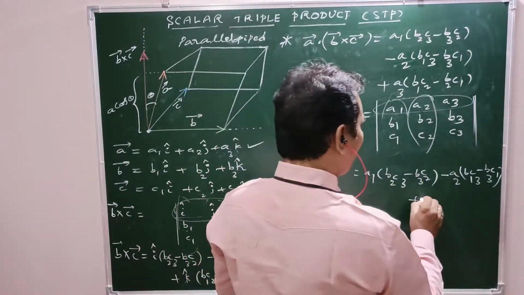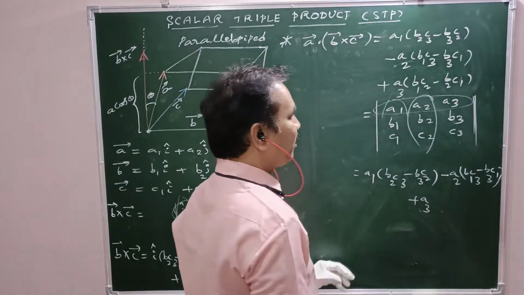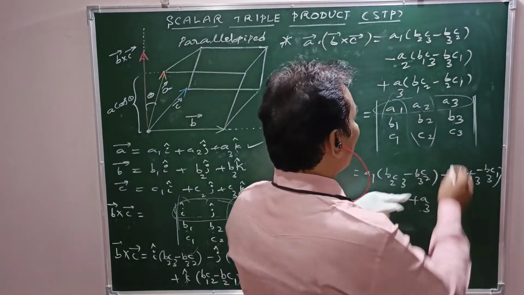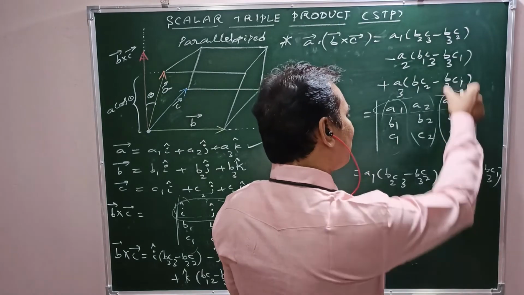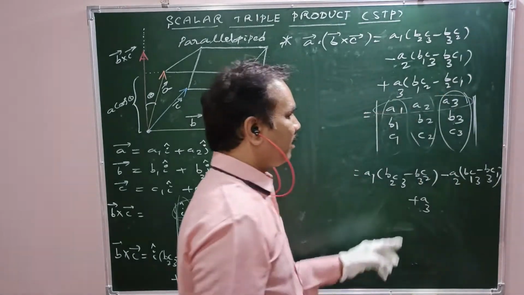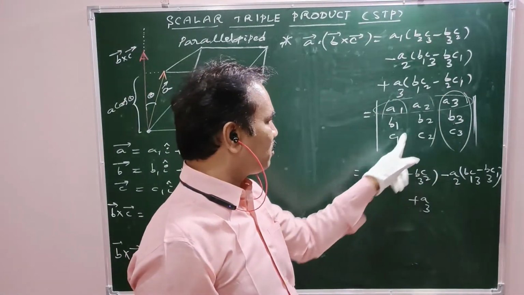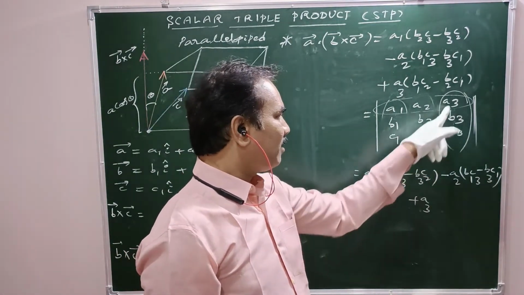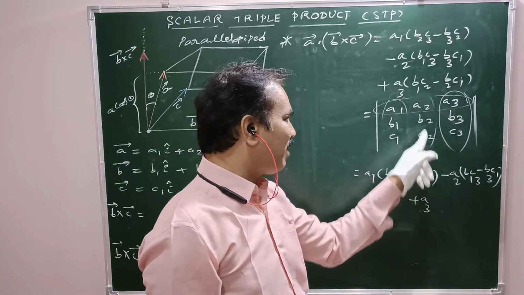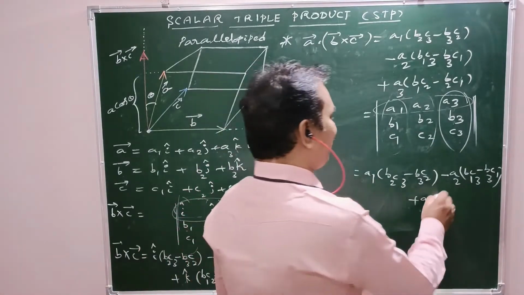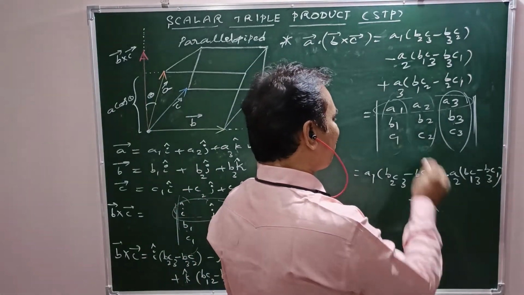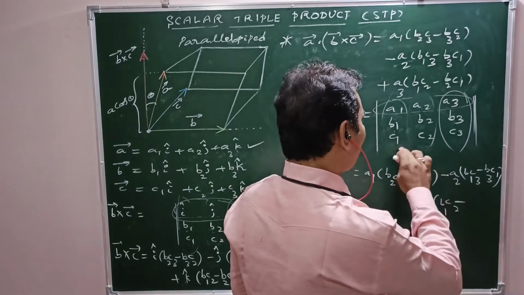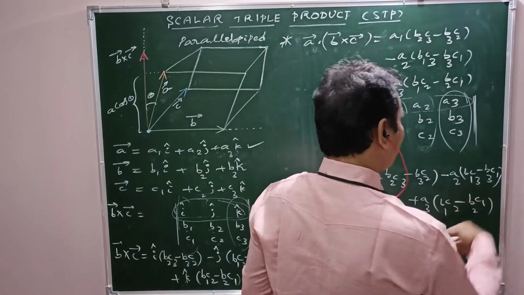Plus A3 into, this time A3 is somewhere here. This time exclude row and column connecting A3. Exclude this row and column connecting A3. Now we are left with B1, B2, C1, C2. Okay, take them as A, B, C, D. That is A3 multiplied by AD minus BC, that is B1, C2 minus B2, C1. That's all.